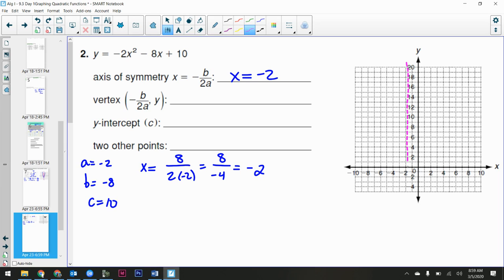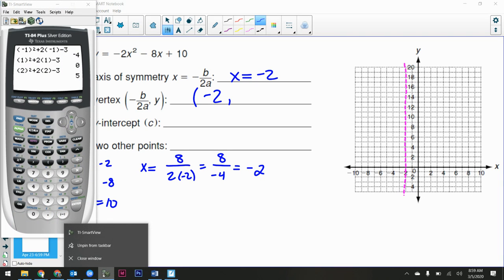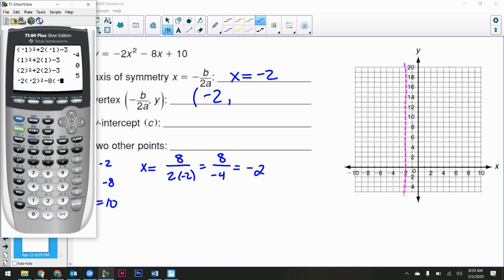It's kind of off a little bit, so I'm going to do this. There we go. And now we calculate the vertex. It's at -2 comma something. So let's just see what that something is. We plug it in. We say -2 times -2 squared minus 8 times -2 plus 10.